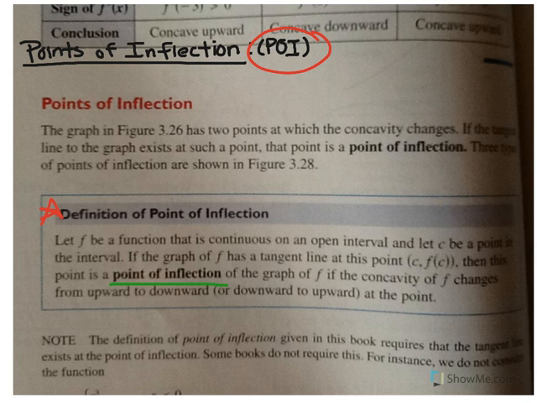A point of inflection of the graph is when the concavity changes from upward to downward, or vice versa, at that point. Okay, so let's take a look at an example to see exactly what they mean.